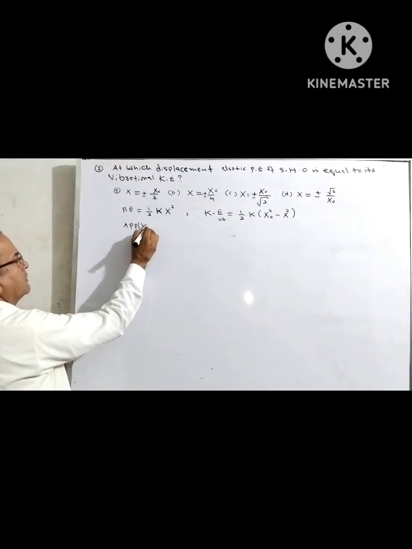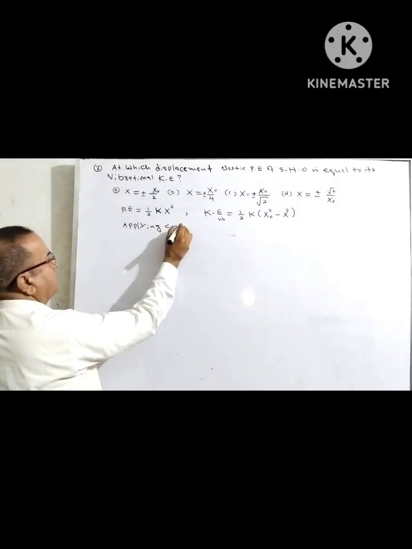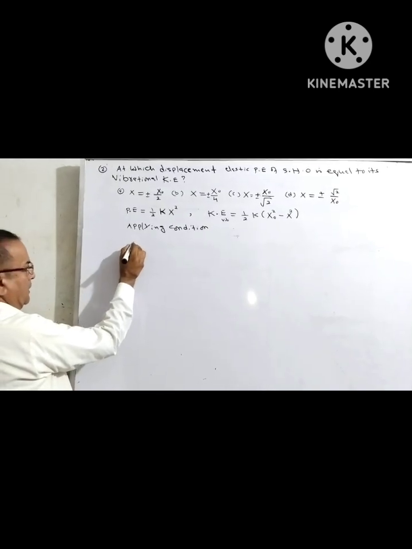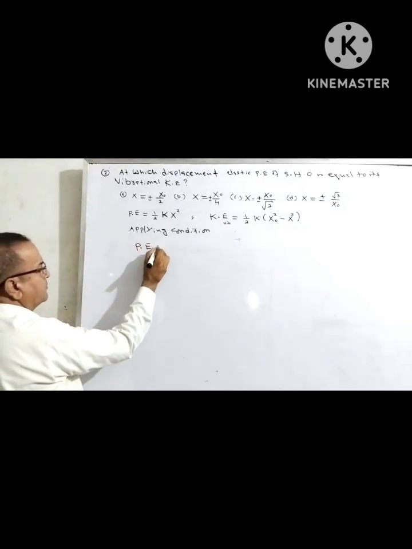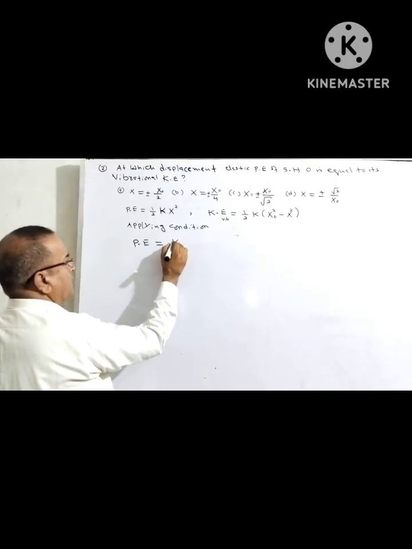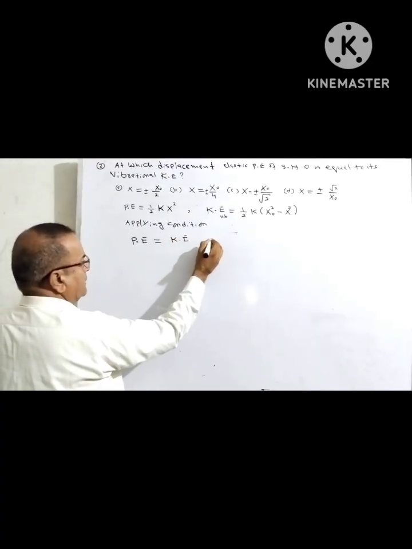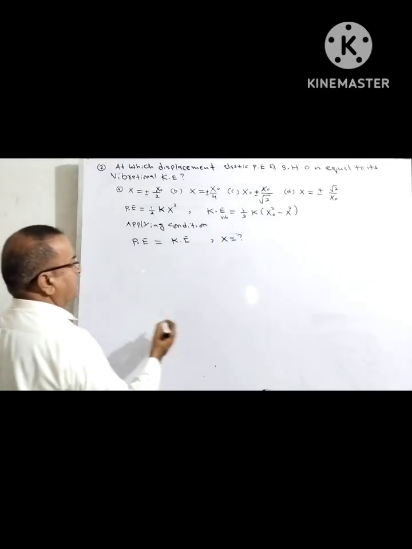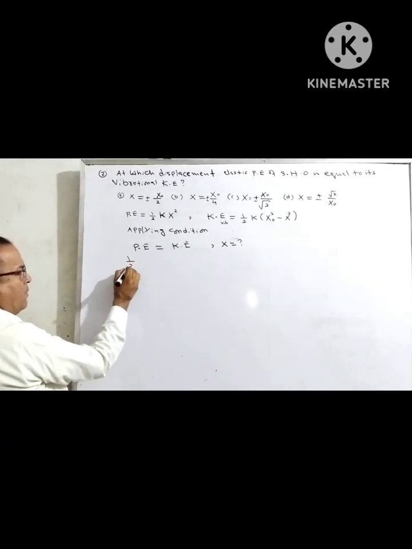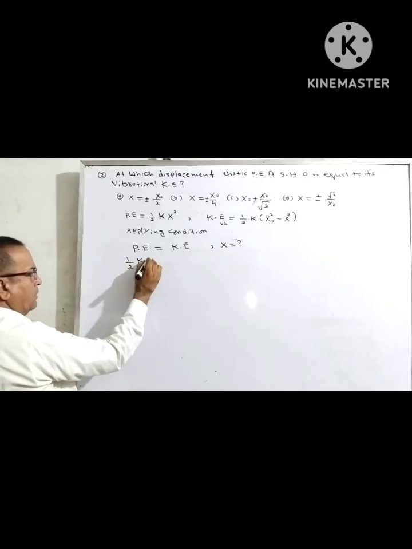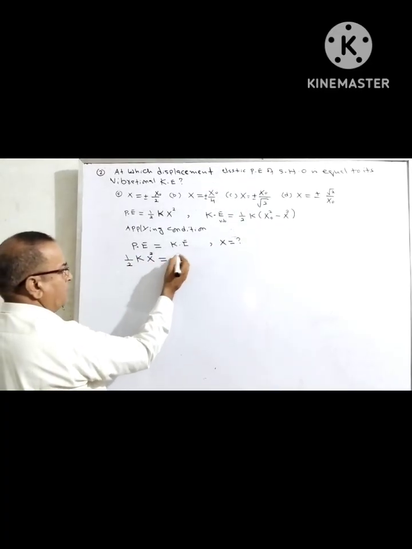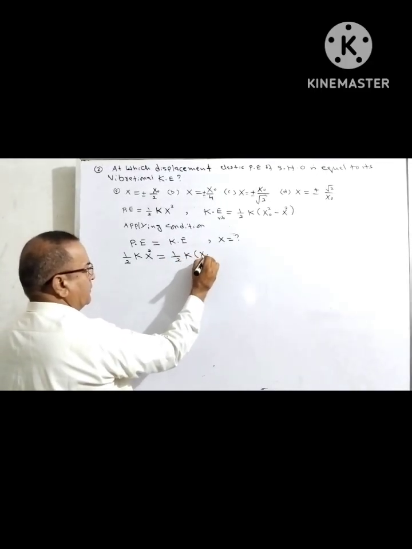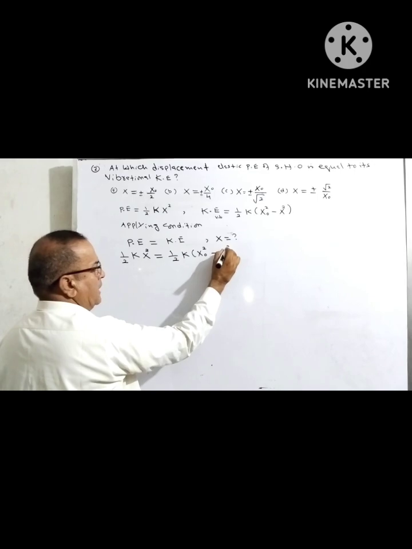Applying the condition. The condition is that elastic potential energy is equal to the vibrational kinetic energy, then what should be the displacement? By putting values, 1 by 2 k x square is equal to the value of vibrational kinetic energy, that is 1 by 2 k (x naught square minus x square).